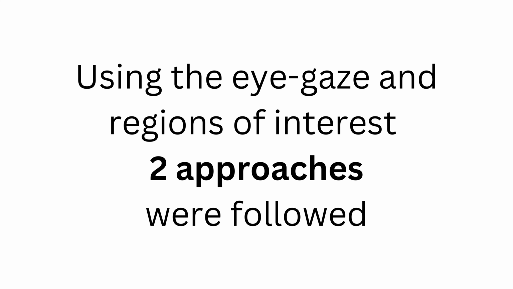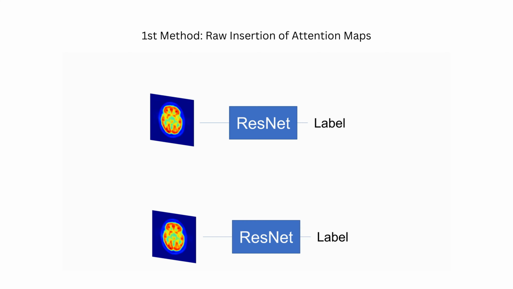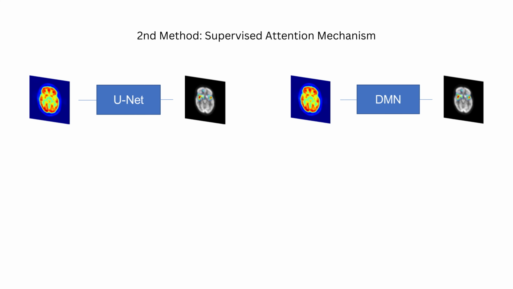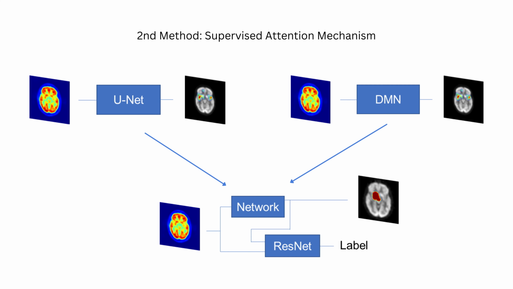Using the eye gaze and regions of interest, two approaches were followed. The first method inserts the average attention map into the ResNet, and for comparison an alternative inserts regions of interest. The second method supervises two alternative networks to learn the underlying pattern between scans and the corresponding attention maps, which are inserted into the model.